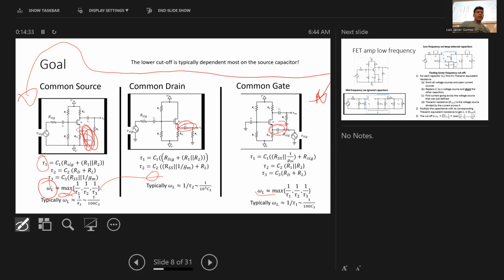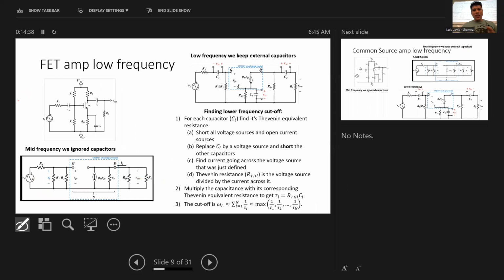Now I'm going to tell you how we get these results. So how do we get these results? What we're going to do is start with our low frequency model, and then assume that one of the capacitances is not following our assumptions. So let's assume that C1 is not following our assumptions. That means C2 behaves as a short and C3 behaves as a short, and now C1 is no longer behaving as a short. Then we find the Thevenin resistance looking into that particular capacitor. So we remove the capacitance from that circuit and do a VX IX test, or if you can do it by inspection, you can do it by inspection.